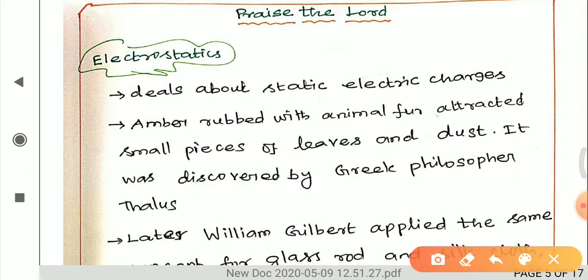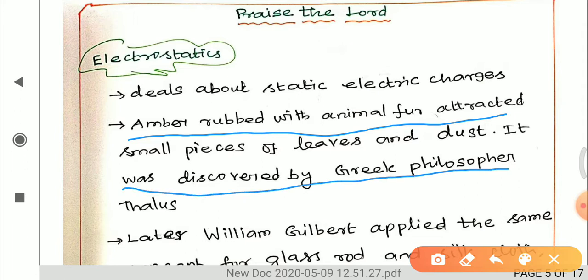introduced the new concept of electric charges. So what is the new concept? He found that when amber is rubbed with animal fur, it attracted small pieces of leaves and dust, even bits of paper. So he declared that there was a property of attraction when amber is rubbed with fur. This is the initiation of discovering electric charges.